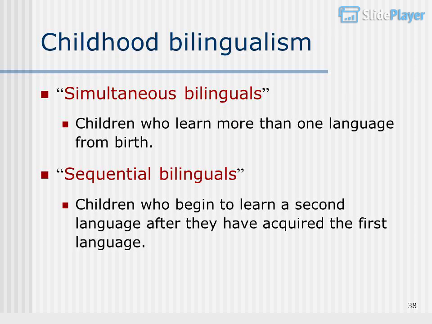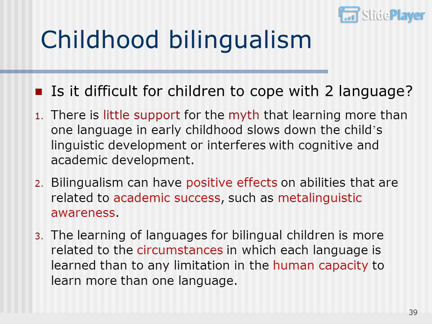Childhood bilingualism. Simultaneous bilinguals: children who learn more than one language from birth. Sequential bilinguals: children who begin to learn a second language after they have acquired the first language. Childhood bilingualism. Is it difficult for children to cope with two languages?